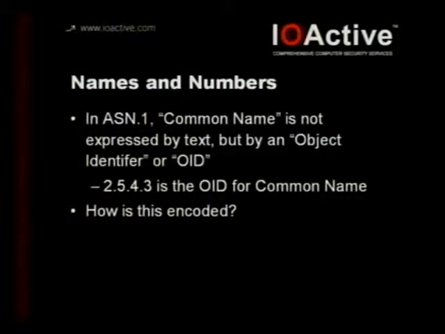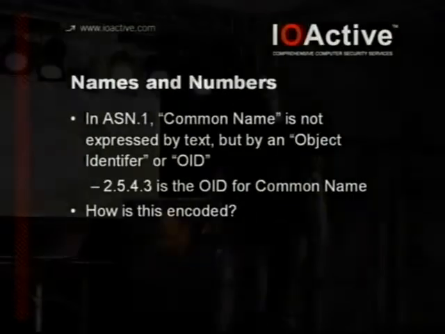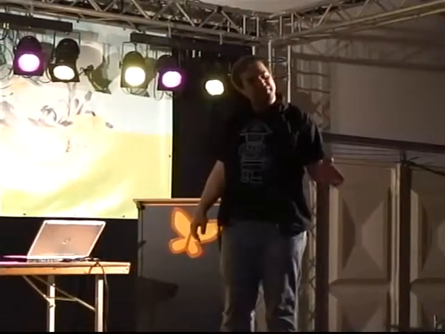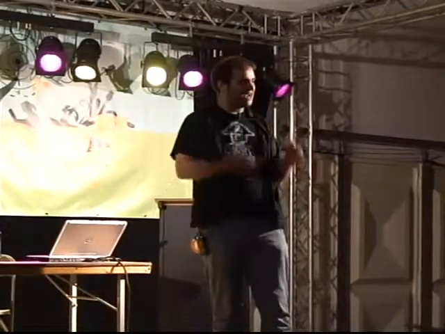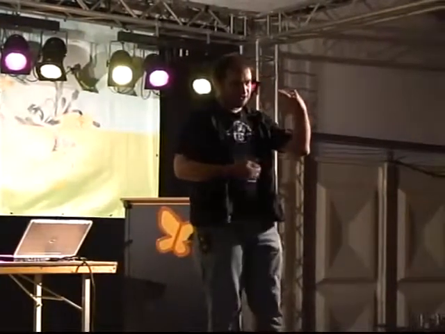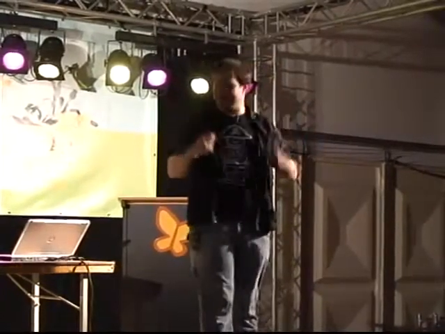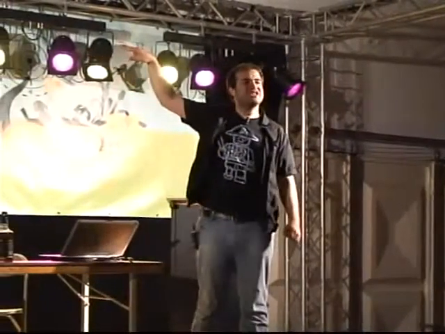In ASN1, common name is not addressed with the characters COMMON space NAME. I mean, that has like language translation issues. So what they do is they put everything into kind of a numeric namespace. So instead of common name, you say 2.5.4.3. And that would be what's called an OID, an object identifier. 2.5.4.3 is the only object identifier that is actually cared about between the certificate authority and the browser. Everything else is ignored. But how is 2.5.4.3 actually put on the wire?